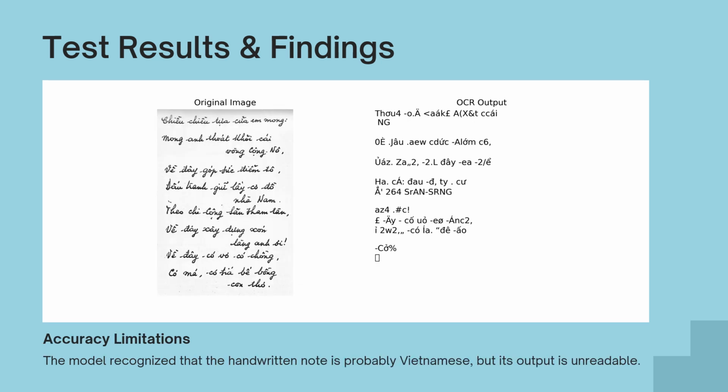On the other hand, this handwritten note poses a challenge to the model. The model recognized that the handwritten note is probably Vietnamese, but its output is unreadable, proving the accuracy limitations of a pre-trained model.